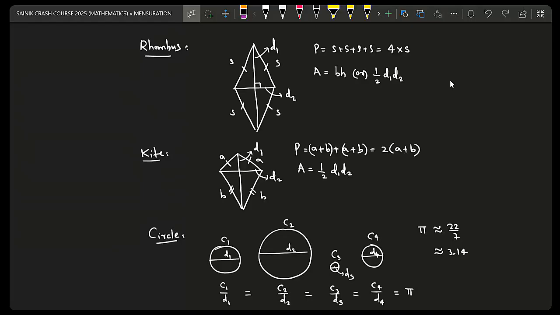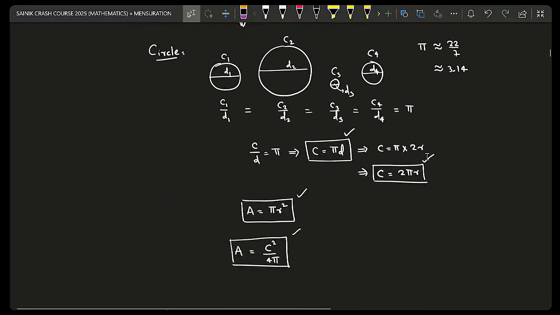See, circle, I told you already, the ratio between the circumference and diameter of any circle is the same, and that constant we call pi. So C by D is equal to pi. Transpose D to the other side, you get C is equal to pi D, right? And diameter is 2 times the radius. Use 2r in place of D, so you'll get 2 pi r also. So when diameter is given, use the formula pi D to find the circumference. And when radius is given, use the formula 2 pi r to find the circumference.